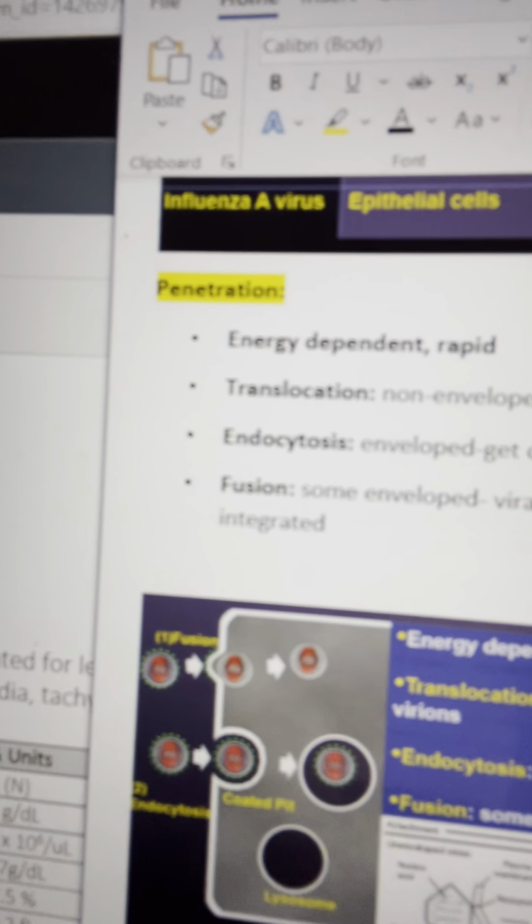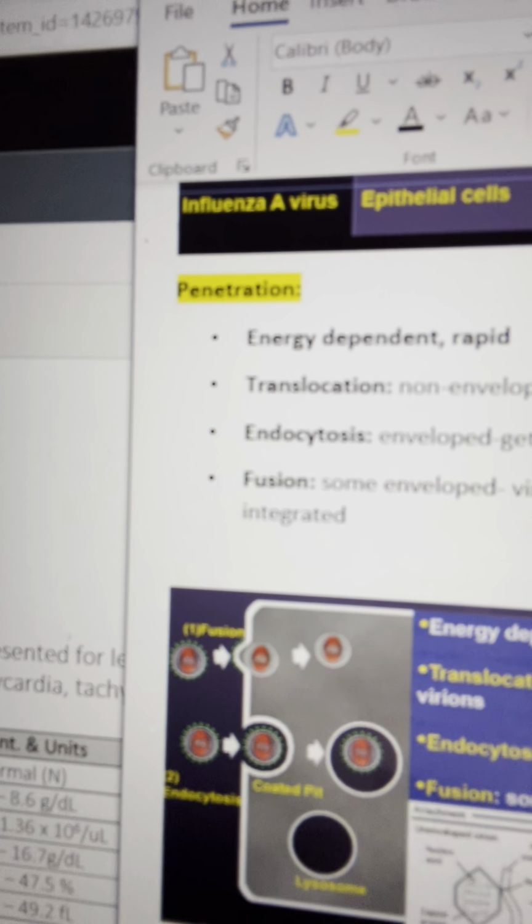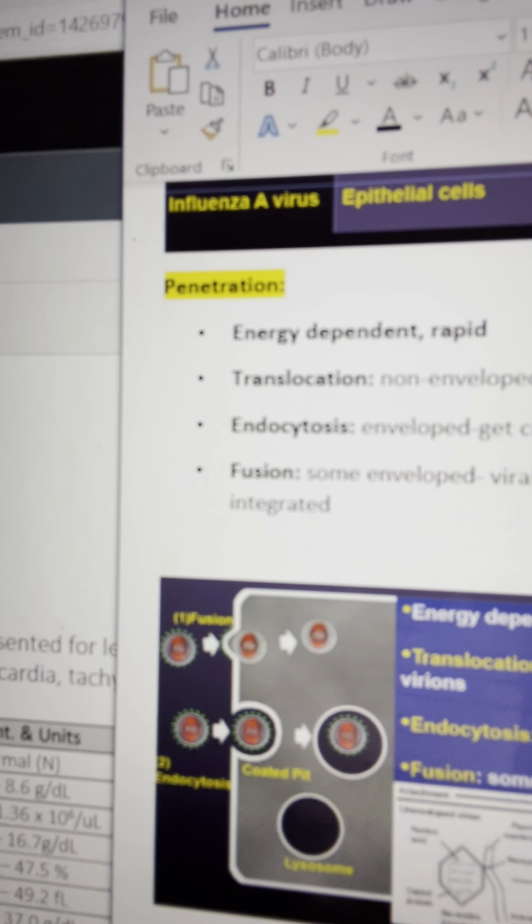And thirdly, we have penetration. It's energy dependent and rapid. We have translocation, where non-enveloped virions just slip through. We have endocytosis, where enveloped viruses get coated. And then we have fusion, where for some enveloped viruses the viral membrane can fuse with the cell membrane, and thus it gets integrated. So this has to do with fusion, which I talked about. Some enveloped viruses get through this way.